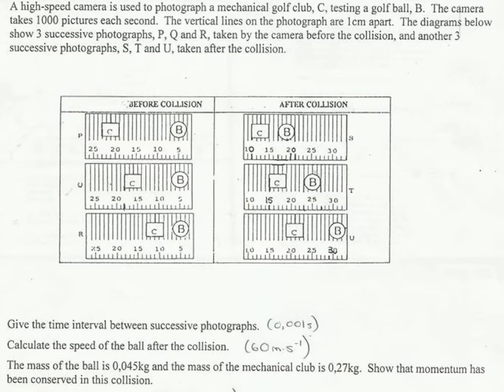The vertical lines on the photograph are 1 centimeter apart. It doesn't look like that. It looks like they're millimeters apart, but actually what they're telling us is that there are 5 centimeters in between there. It's just been zoomed down.